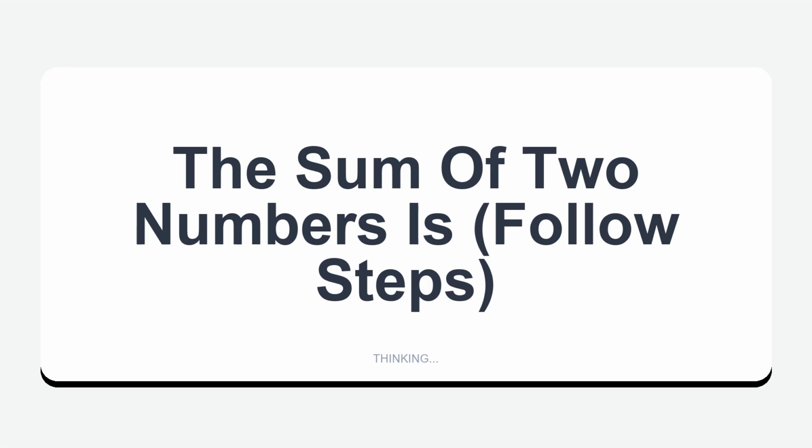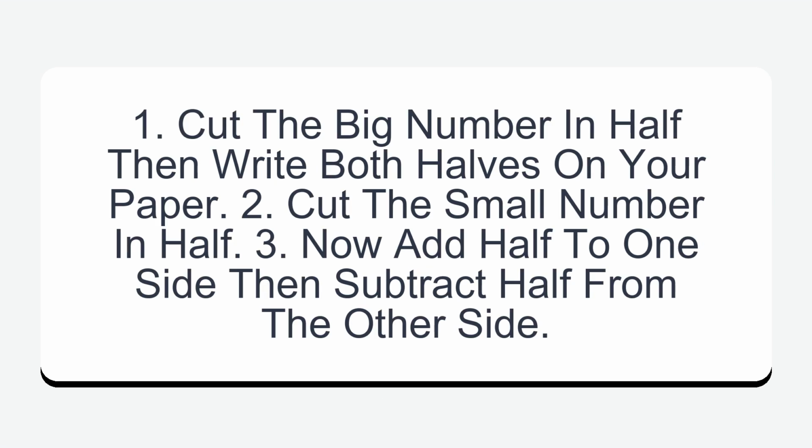The sum of two numbers is, follow steps. 1. Cut the big number in half, then write both halves on your paper. 2. Cut the small number in half. 3. Now add half to one side, then subtract half from the other side.